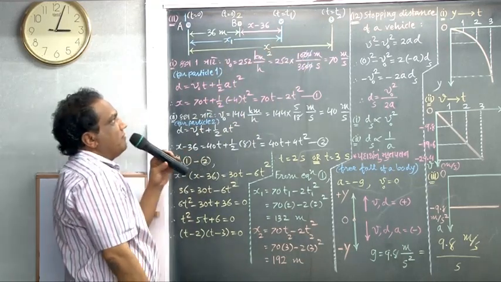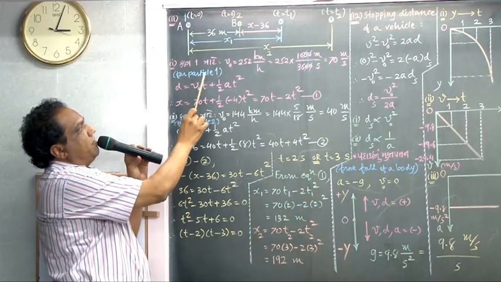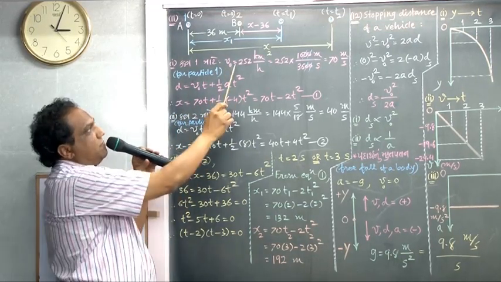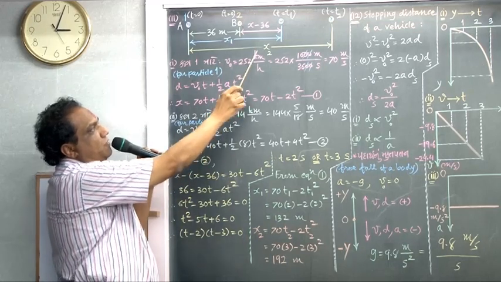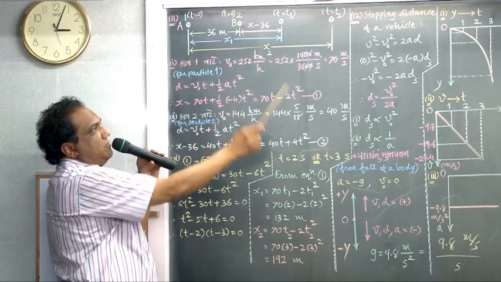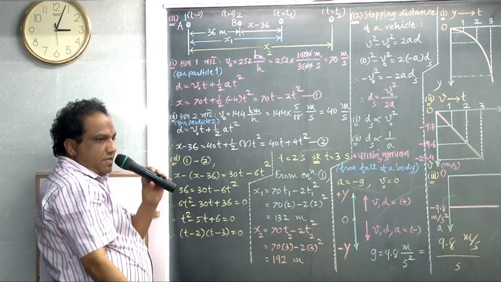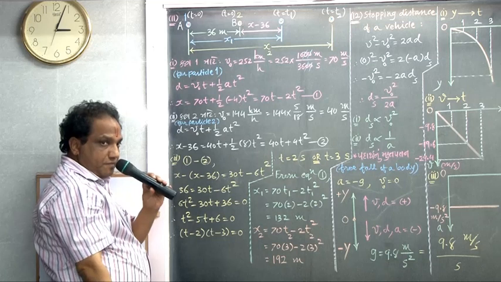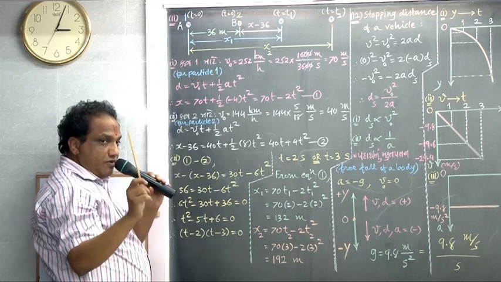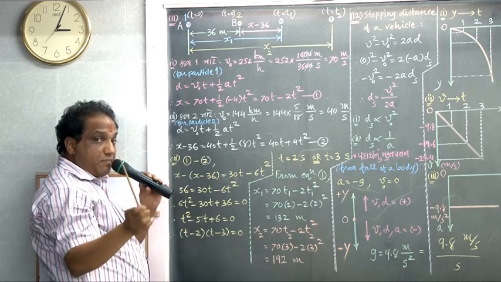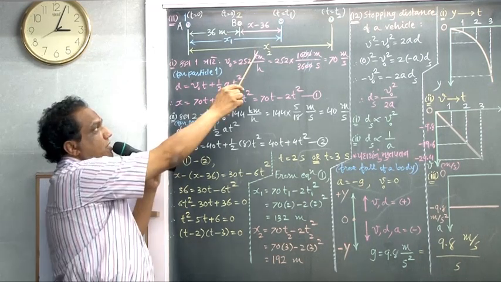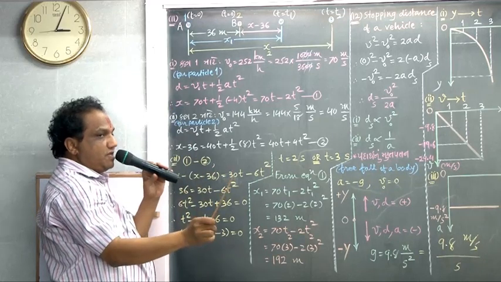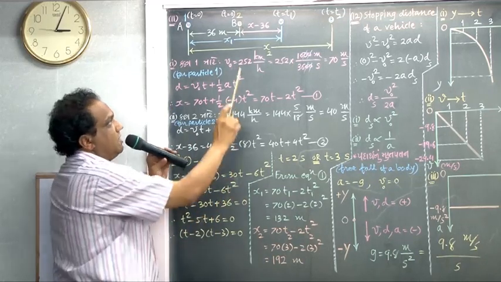Okay? Come on. For particle number 1, what is the initial velocity? They have given 252 km per hour. Now acceleration is given in meter per second square. So you must convert velocity also into meter per second. So kilometer per hour will not do. You have to convert compulsorily into meter per second.